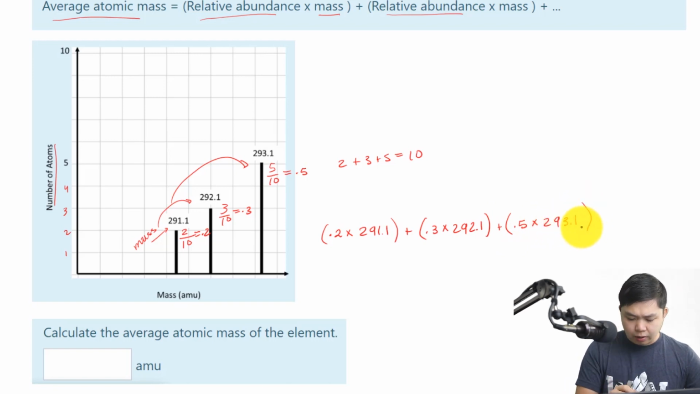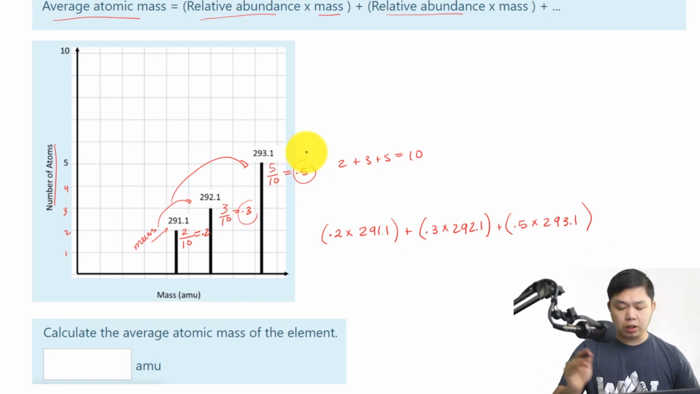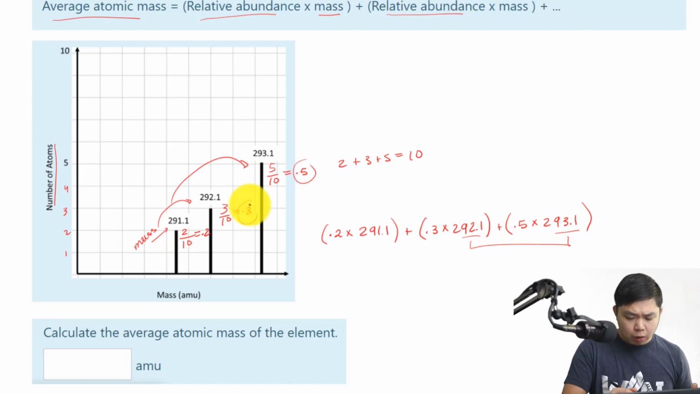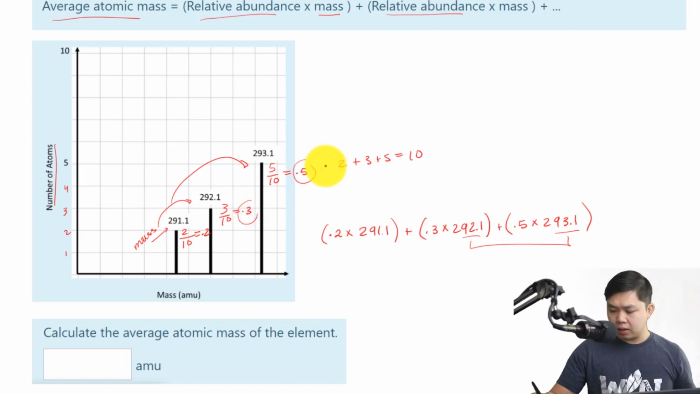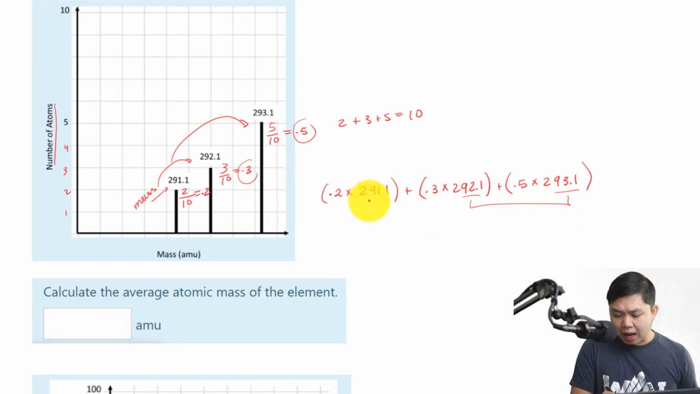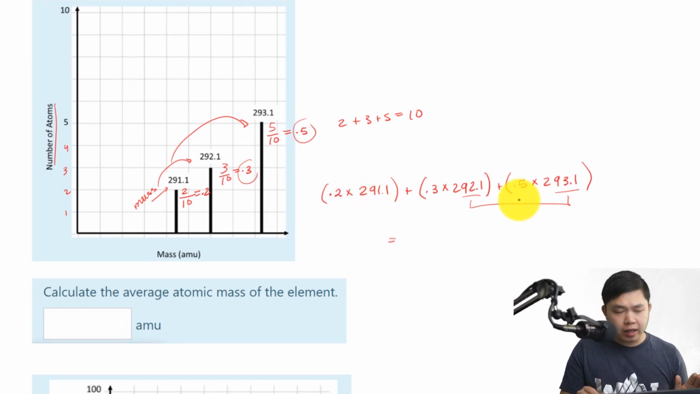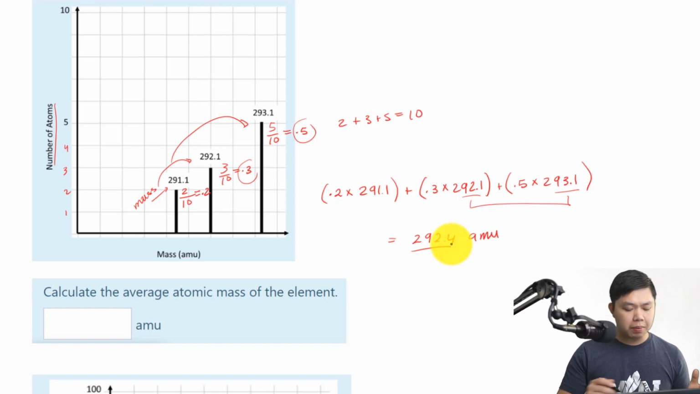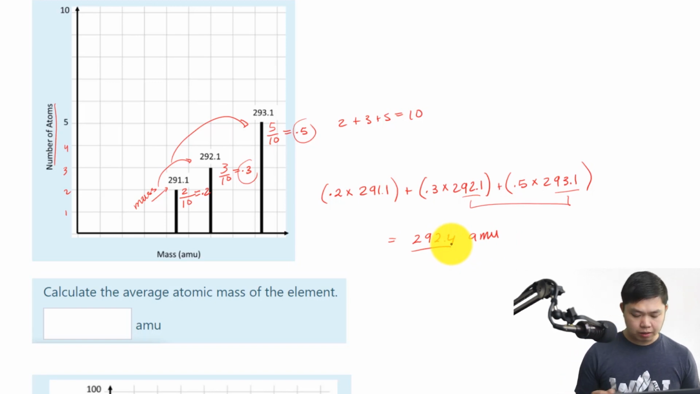293.1. And notice how the relative abundance of this one is 0.3, which is 30%. This is 0.5, which is 50%. So you expect that the average atomic mass is somewhere between these two values right here, okay? Because look at this. This is what we have the most abundance of. So let's look at the math. I plug it in the calculator. We have 292.4 AMU. So right there, that is our average atomic mass for this particular element, okay?